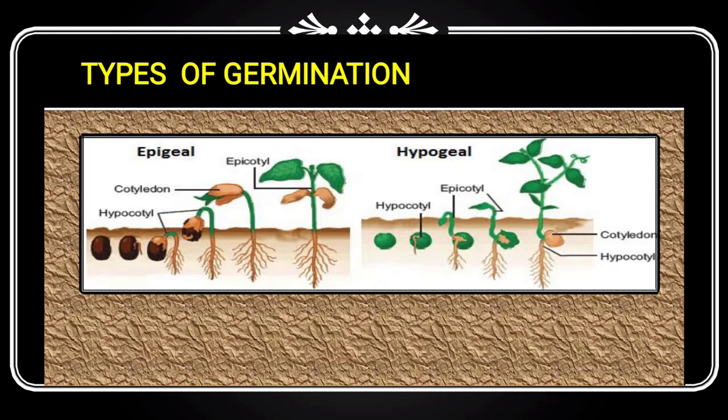Here you can see the diagram of both types of germination, epigeal and hypogeal. In epigeal, you can see the cotyledon is coming outside the soil and hypocotyle region is developing faster. In hypogeal germination, epicotyle will develop faster, so the cotyledon remains under the soil, only the shoot part comes out of the soil.